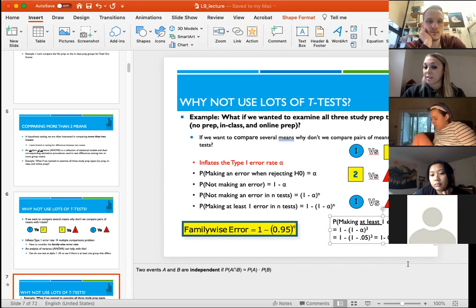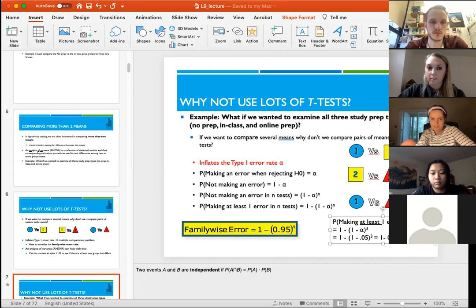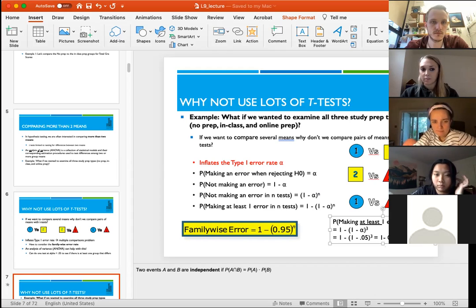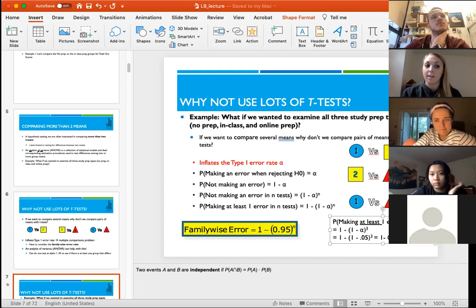So why is this a bad thing? Well, it increases your chance of finding significance when there isn't any, or rejecting the null when you shouldn't. Exactly. So this is a really bad problem, because you're claiming that you found something when in reality you didn't find something. You're increasing the probability that you're going to do that.